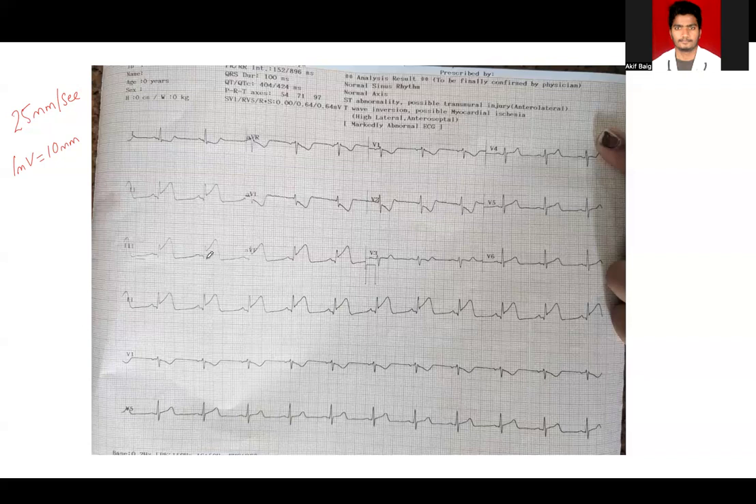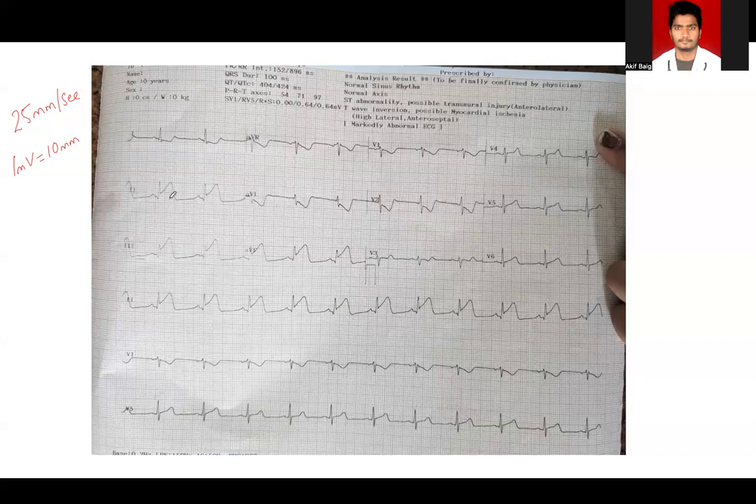Then you can see that the patient has a sinus rhythm. As you can see, there is a P wave followed by QRS and then a T wave. Every QRS is preceded by a P wave, so it is a sinus rhythm. It's regular, so no arrhythmias or anything.